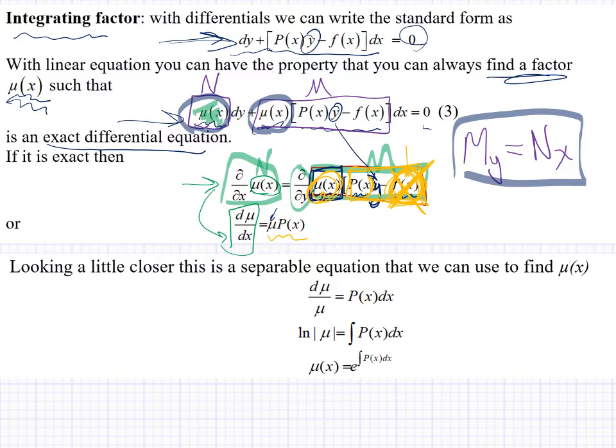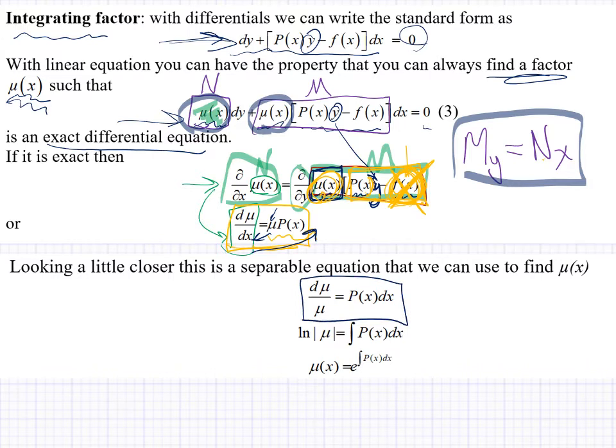And so these have to be equal to each other, right? These are the derivatives of n with respect to x and m with respect to y. So they have to equal each other. If we look a little bit closer at this, we find out that actually this is separable. If I move the dx to the right-hand side and the mu I divide over to the left-hand side, I end up with this equation.